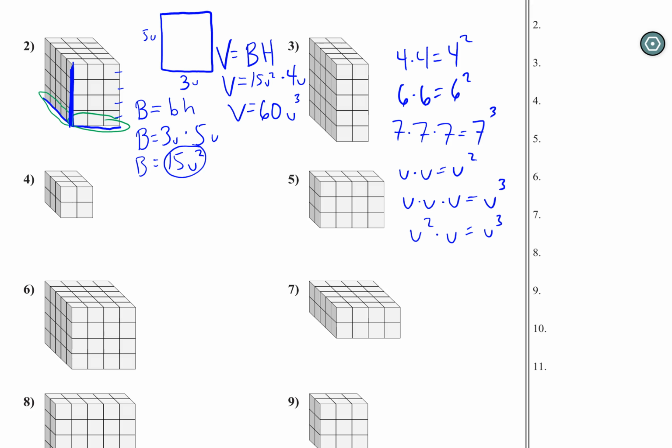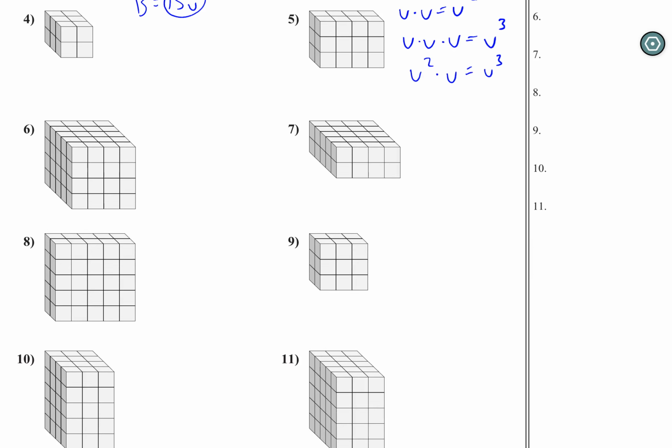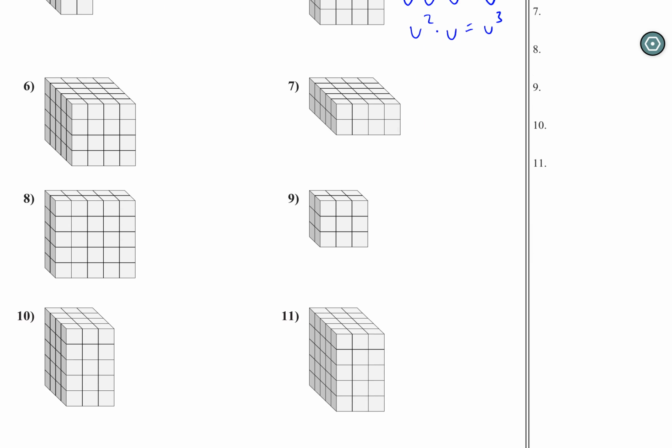Alright, let's move over to question number 6. And so on number 6, same thing. If I were to set that down on my paper and trace it, I'm going to get a rectangle. Across the front here, I have 1, 2, 3, 4 units. And then from front to back, 1, 2, 3, 4, 5 units.